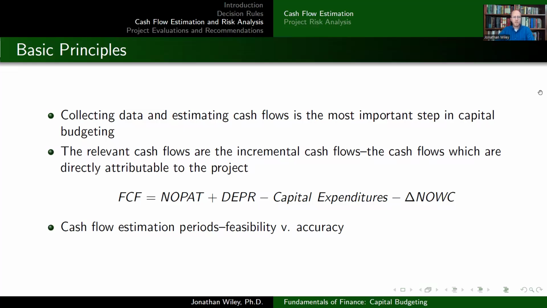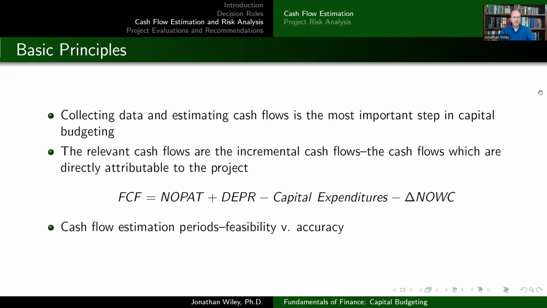In this video, I'm going to talk about a few basic principles associated with the estimation of cash flows for capital budgeting. So if you've been following along with the videos up to this point, and you've been thinking about payback and discounted payback and net present value and IRR and MIRR and benefit cost ratio and economic profit and all these kinds of things, ultimately, in order to calculate any of those, you have to have cash flows.